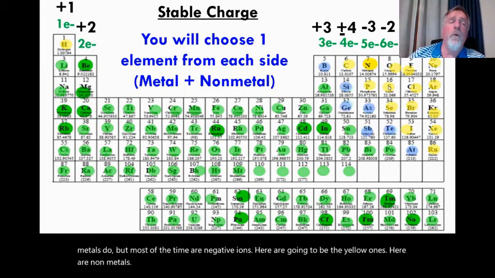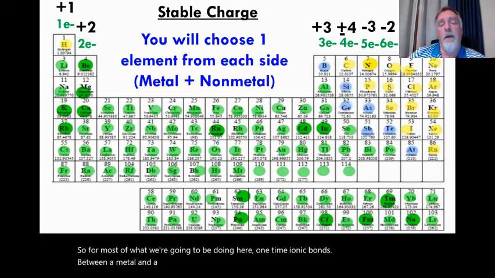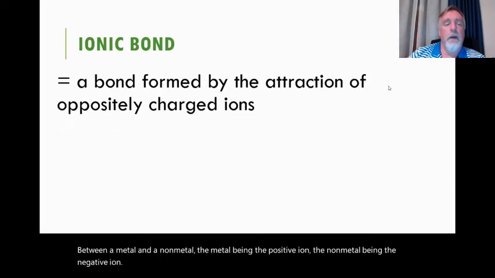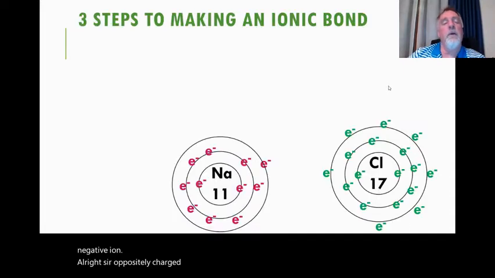So for most of what we're going to be doing when we're talking about ionic bonds, it's going to be between a metal and a non-metal, the metal being the positive ion, the non-metal being the negative ion. They're oppositely charged ions, usually again between a metal and a non-metal.